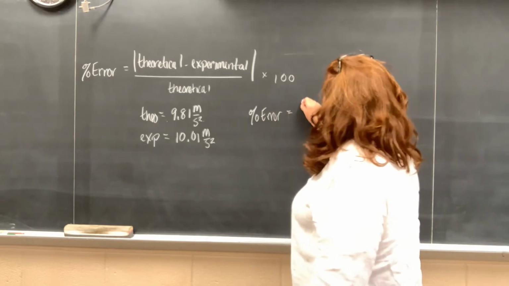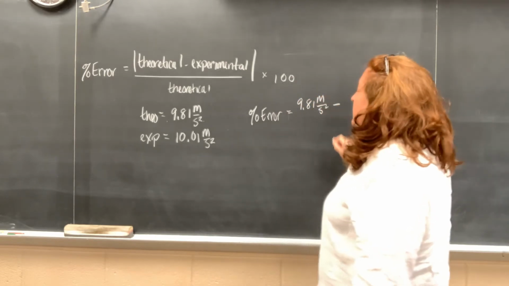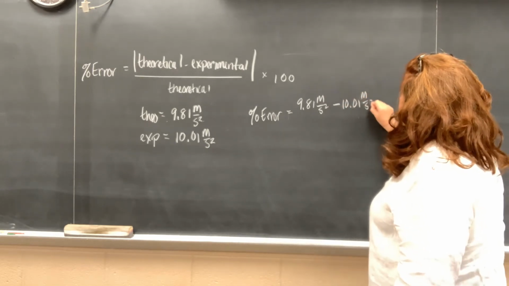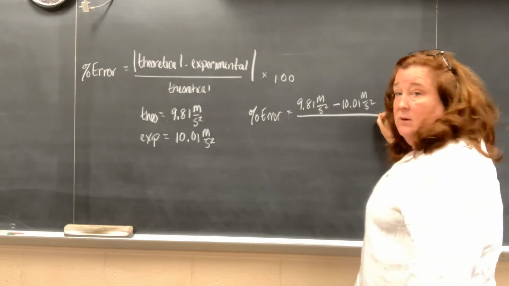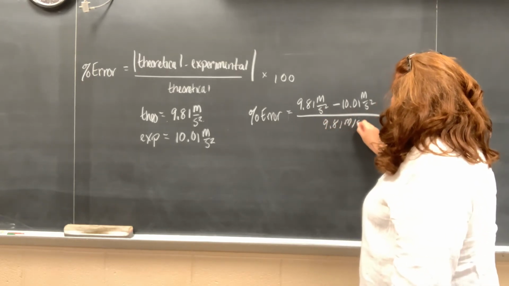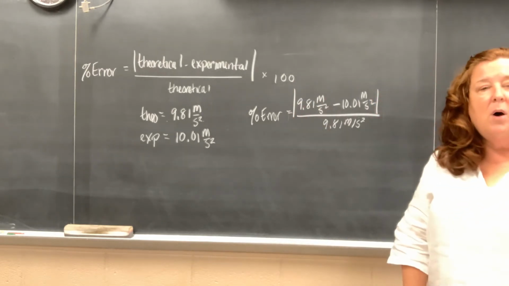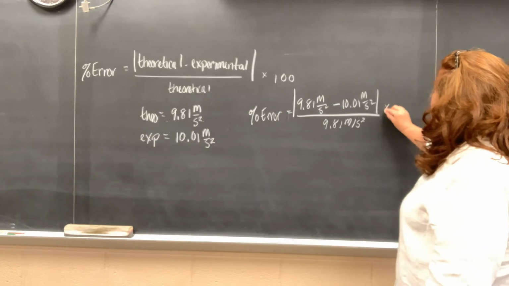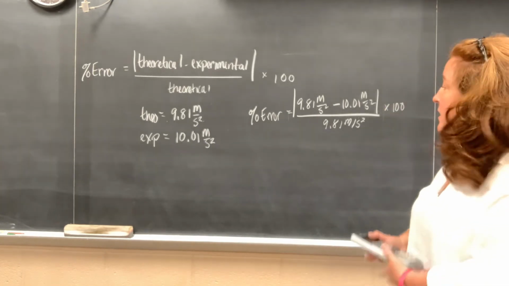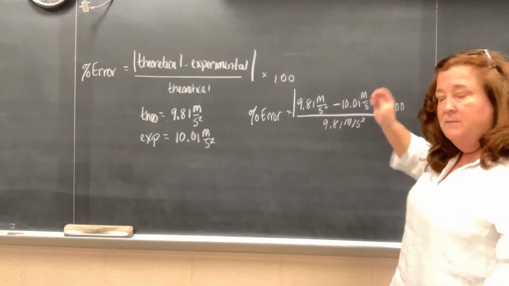We take the theoretical value, 9.81 meters per second squared, and we subtract from that what we got, 10.01 meters per second squared, and then we divide by the theoretical again. So that's going to be the 9.81 meters per second squared. We take the absolute value of the top part so that we always get a positive answer, and when we're finished, we take that fraction and we multiply by 100, and that's what makes it into the percentage. Just like any other percentage, it's the part divided by the whole thing times 100.